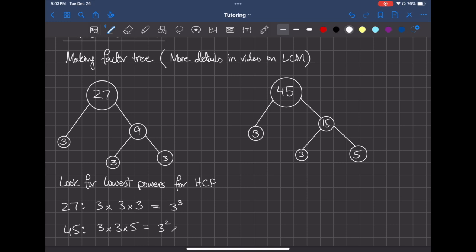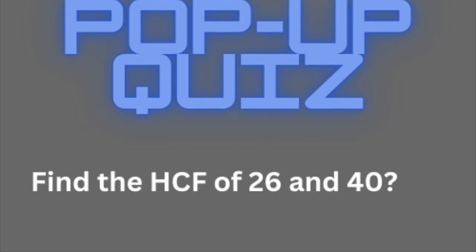3 squared times 5. In LCM, we then looked at the greatest powers, but for HCF, we choose the lowest powers when comparing the lists, and if a value only appears in one of the lists, we ignore it. Therefore, we circle 3 squared only, which gives us the HCF of 9. Now, do make sure you try both examples using both methods to get better familiarized with them.